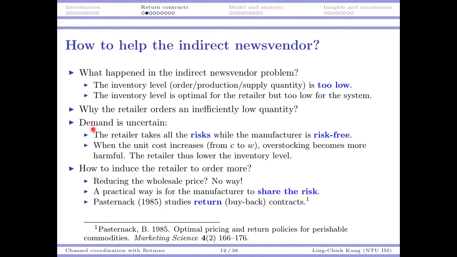Basically, that's because the demand is uncertain. If I order a lot, I am having the risk of not selling all of them, right? I don't know how much the demand will be. So I am afraid that if I order too much, then some leftover cannot be sold and I am wasting my money. In this original model, the retailer takes all the risks, right? And the manufacturer has no risk at all. The manufacturer only needs to look at how much the retailer orders, and then the manufacturer makes the production. The manufacturer has no risk regarding demand uncertainty. So how may we induce the retailer to order more? Now it's clear. We want to reduce their risks.